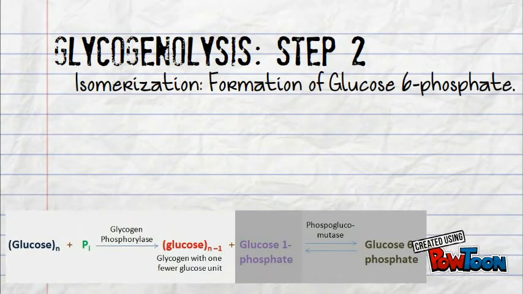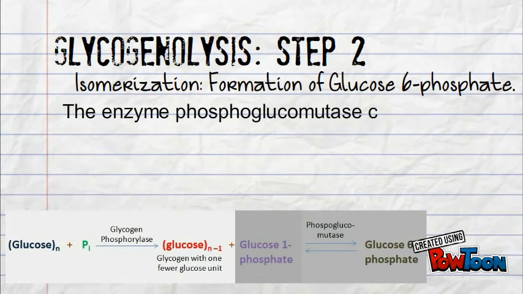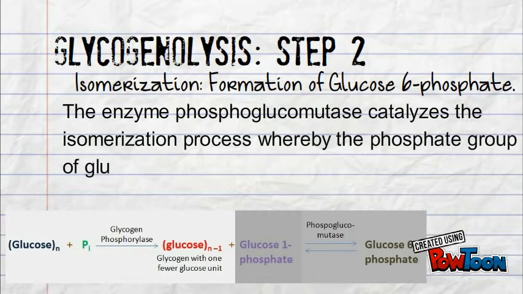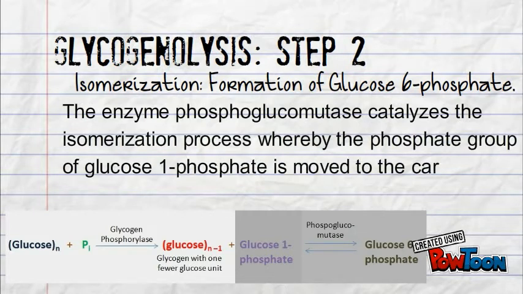Step 2. Isomerization. Formation of glucose 6-phosphate. The enzyme phosphoglucomutase catalyzes the isomerization process whereby the phosphate group of glucose 1-phosphate is moved to the carbon 6 position.